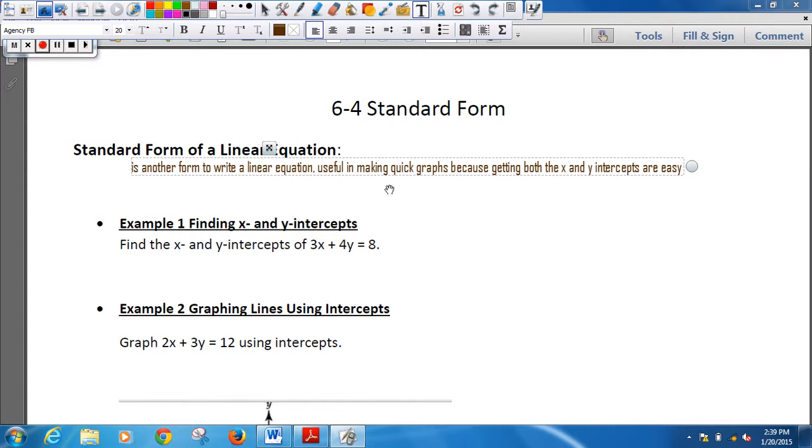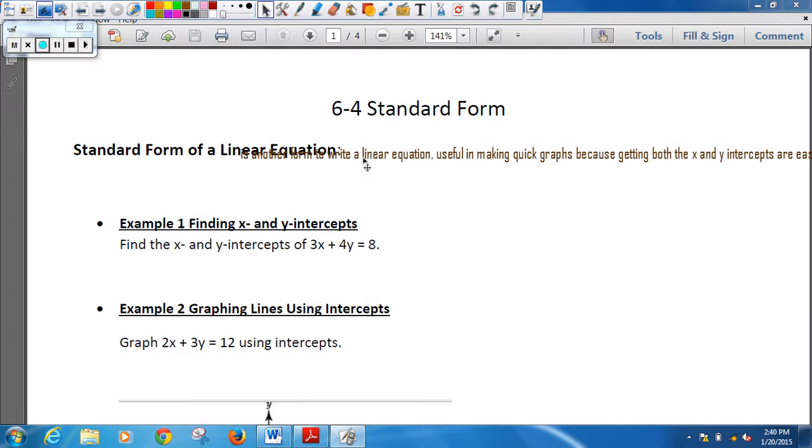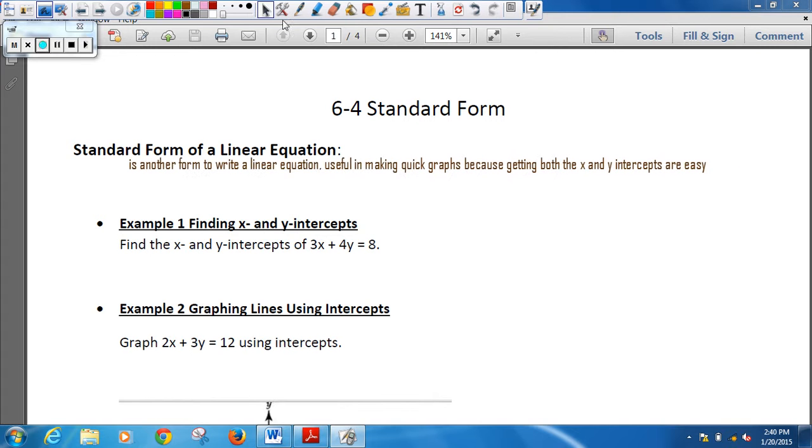Okay, so the form we had before today was slope-intercept form. So as a quick review, that form was y equals mx plus b. Our standard form today then is the following form: ax plus by equals c.